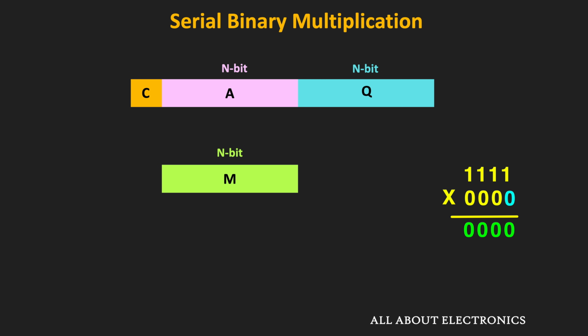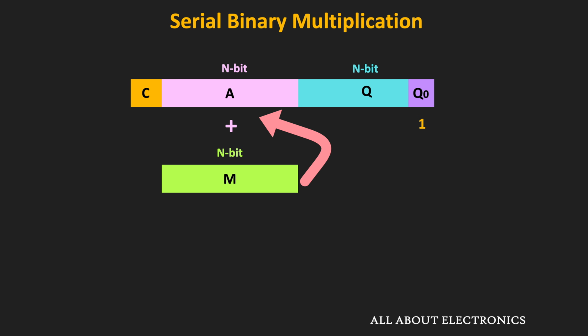We know that during the multiplication, if the bit of the multiplier is 0, then the partial product will be 0. And if the bit of the multiplier is 1, then the partial product will be the same as the multiplicand. So for the hardware implementation, we will compare the LSB of the multiplier. If this Q0 bit is 0, then as you know, the partial product will be equal to 0, and in that case this 0 will be added with this A. And if this Q0 is 1, in that case this multiplicand will be added with this A. And once again, after the addition, the result will be stored in this A register.